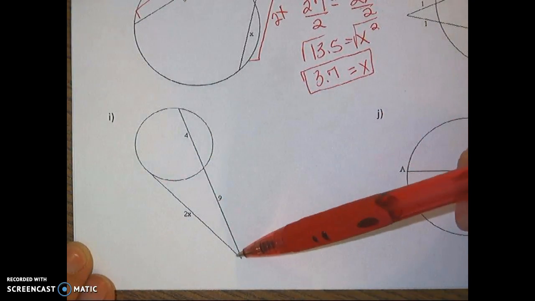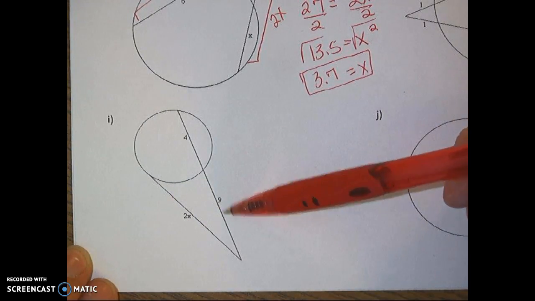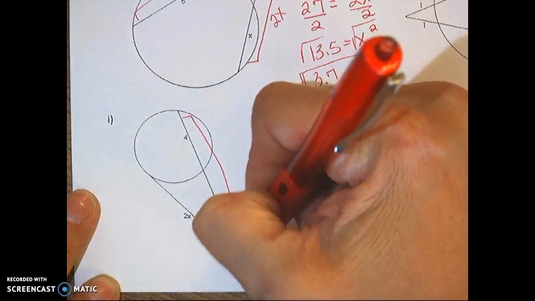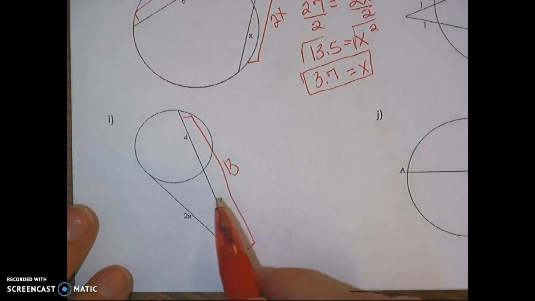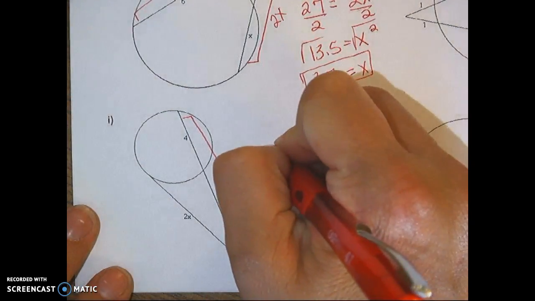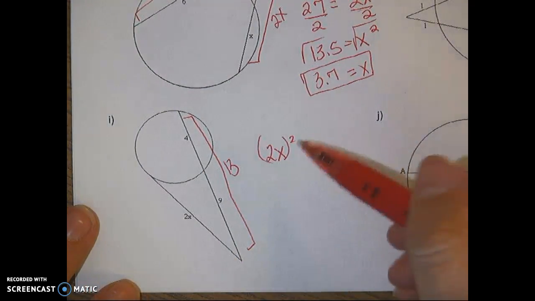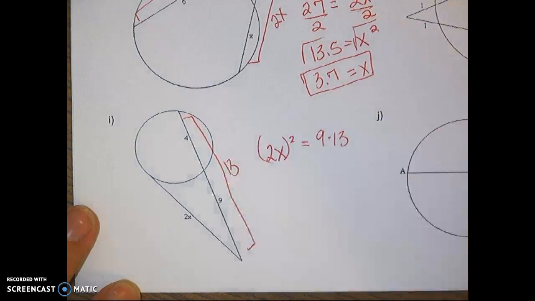That's the third rule that says the tangent squared is equal to the external part times the whole thing of the secant. So the external part is 9. The whole thing is 9 plus 4, which is 13. Again, the tangent squared, that's 2x, and then I'm going to square that, equals 9 times 13. The external part times the whole secant segment.